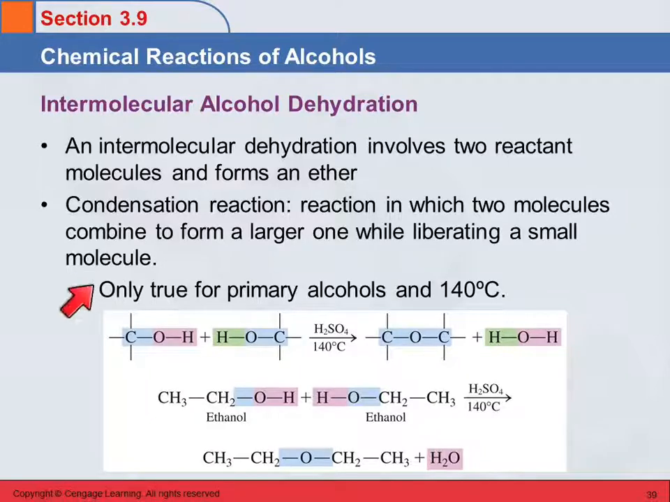This only works with primary alcohols. If you try to do this with secondary or tertiary alcohols, you're going to get the intramolecular dehydration, and you're going to get an alkene instead. And this is going to happen at lower temperatures. So with the primary alcohols, if we want to have this condensation reaction, then we need to keep the temperature lower. If we want the intramolecular dehydration to form the alkene, then we want to use a higher temperature.